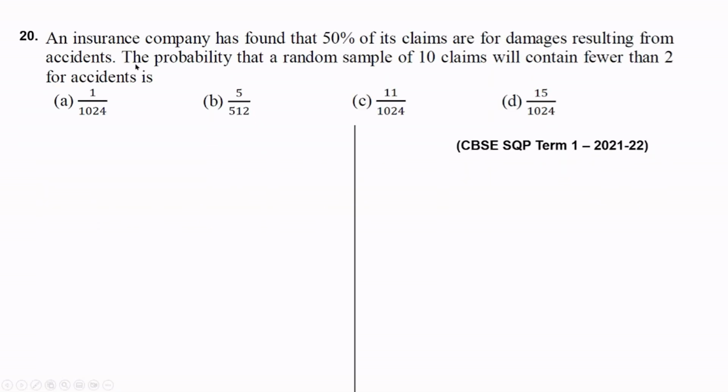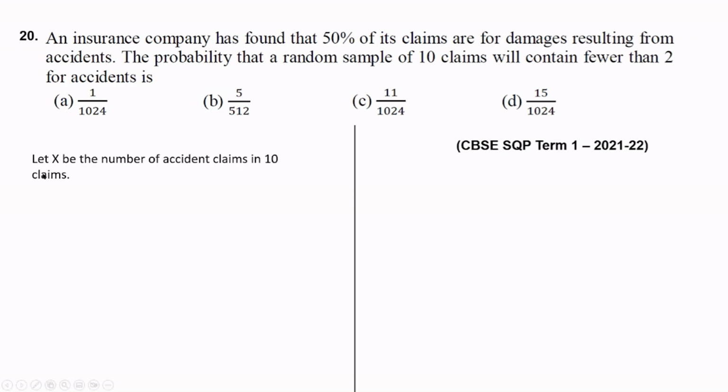Next question. An insurance company has found that 50% of its claims are for damages resulting from accidents. The probability that a random sample of 10 claims will contain fewer than 2 for accidents is. So here we have an insurance company which finds that half the claims are for damages from accidents. We have to find the probability that in a sample of 10 claims, there will be less than 2 claims for accidents.